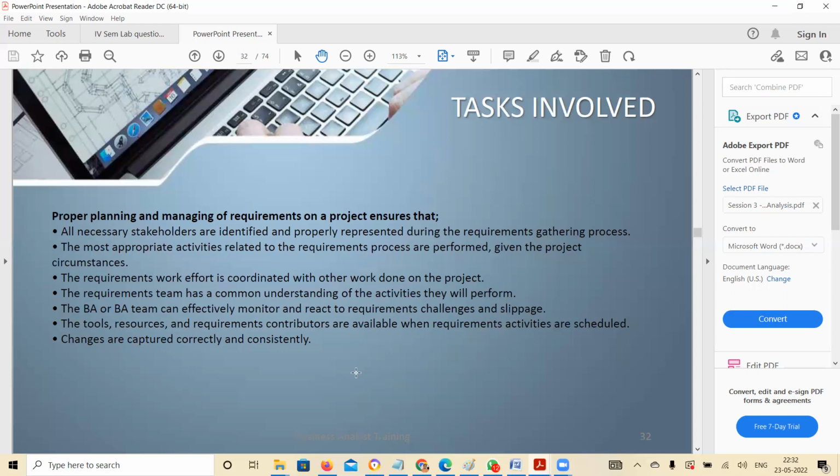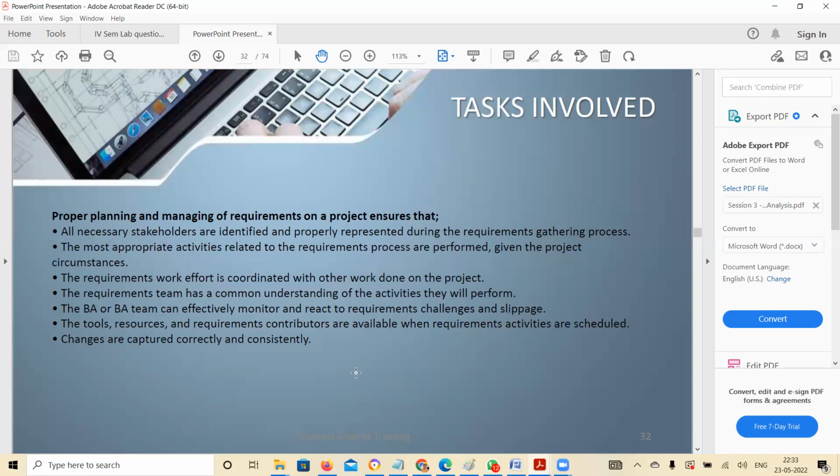When you start performing the analysis, you might come across some challenge, some problem, some slippage. How do you handle it? That's what it's talking about. The tools, resources, and requirements contributors are available when required. Activities are scheduled. Changes are captured correctly and consistently. The last point is about change. Everything else is about doing the elicitation.